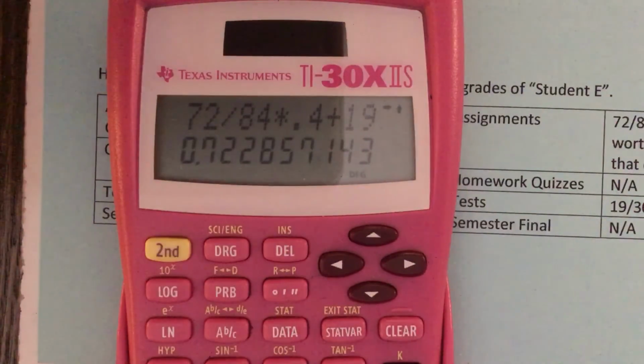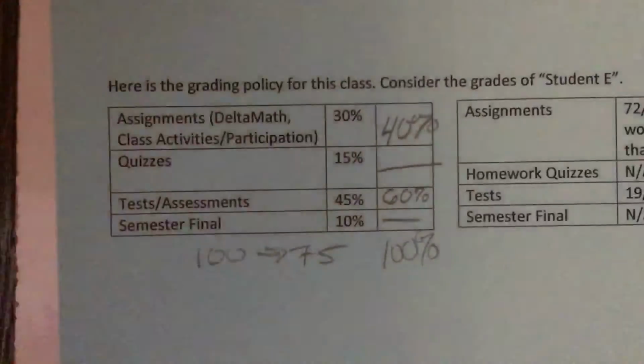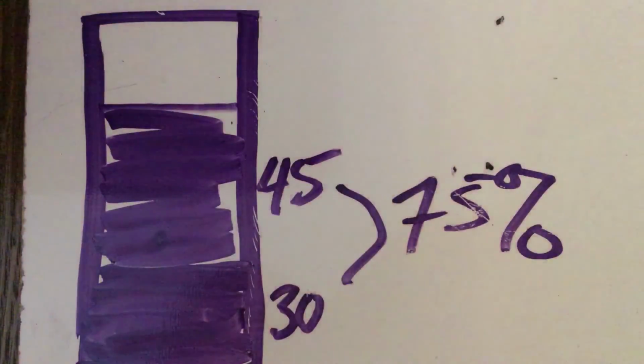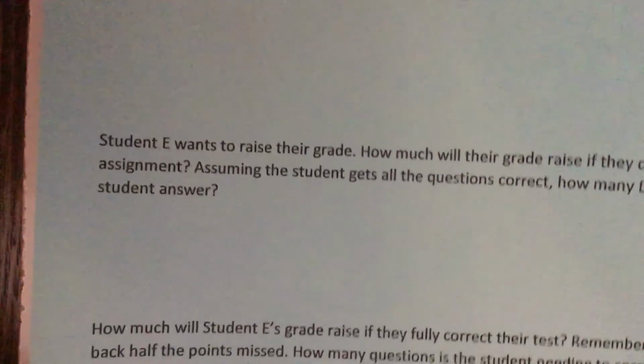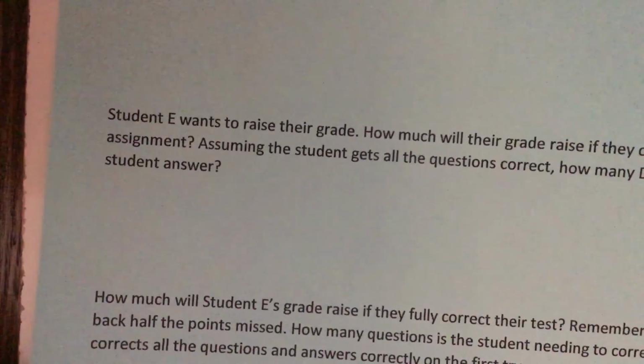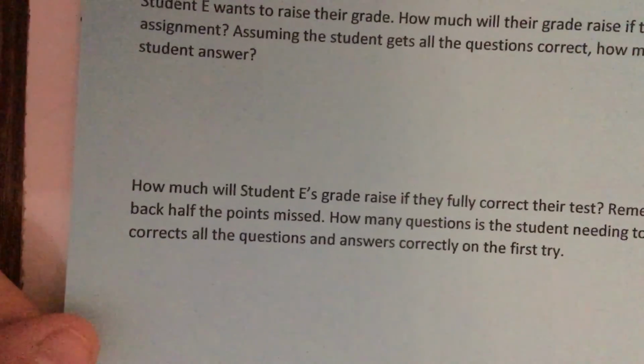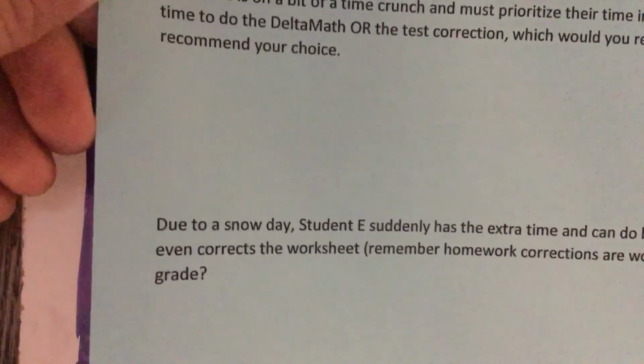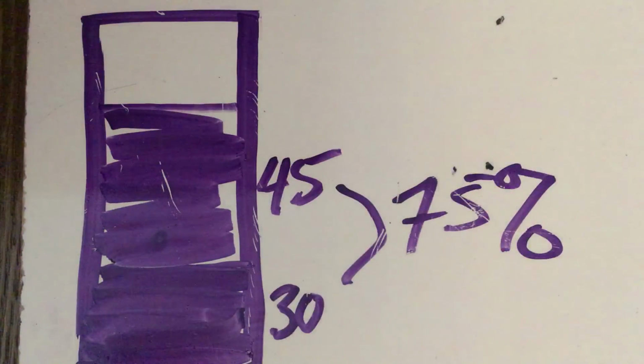So in your packet, you'll want to go ahead and show your work, find out what student E's overall grade is. That's on the next page here. And then what we did was we found out if they did the missing Delta Math assignment, if they correct the test, and then we answered the bottom 2 questions as well. So all of page 16, and that's it for day 1.